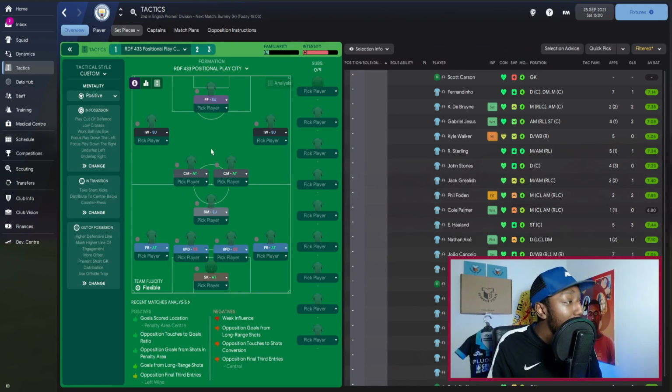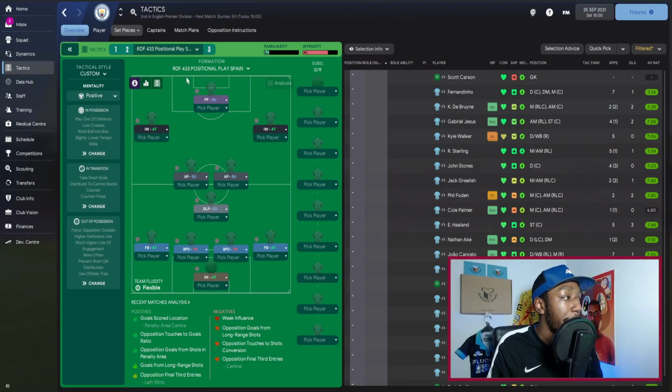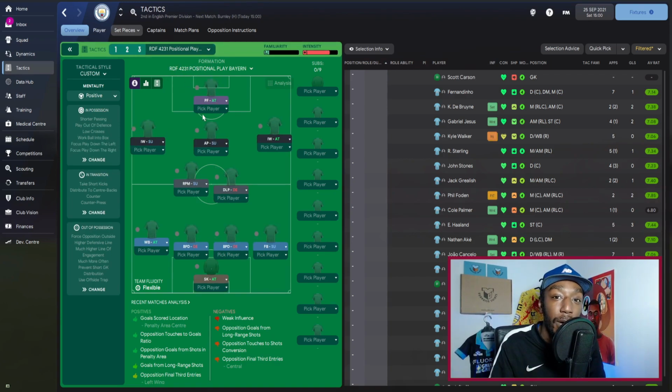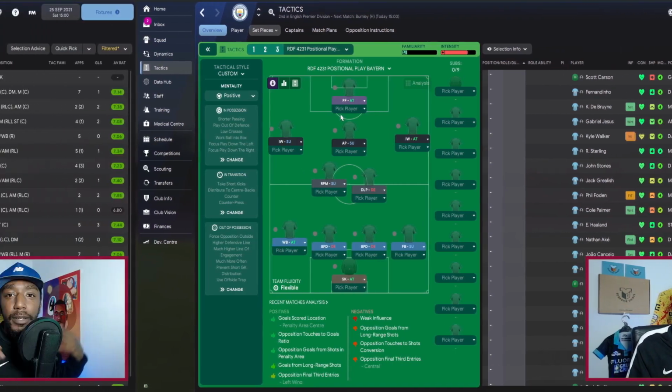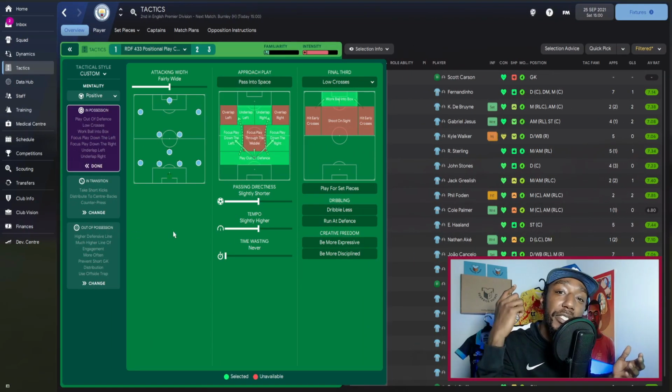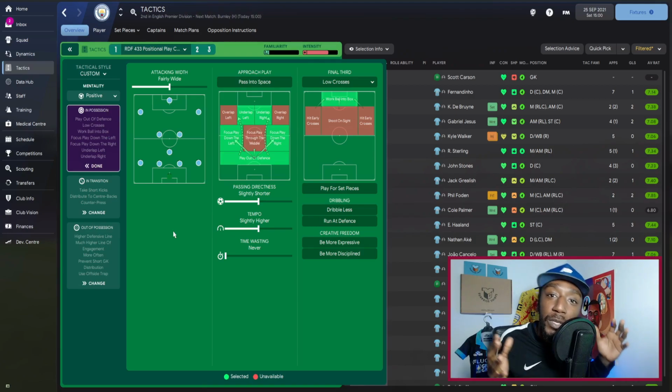But for example number 1, we do have RDF 4-3-3 positional play Man City, and then we have a 4-3-3 positional play that is like Spain, and then lastly we have the 4-2-3-1, which is the Hansi Flick example. So example number 1, Manchester City, what are we looking to do? What are we trying to create?